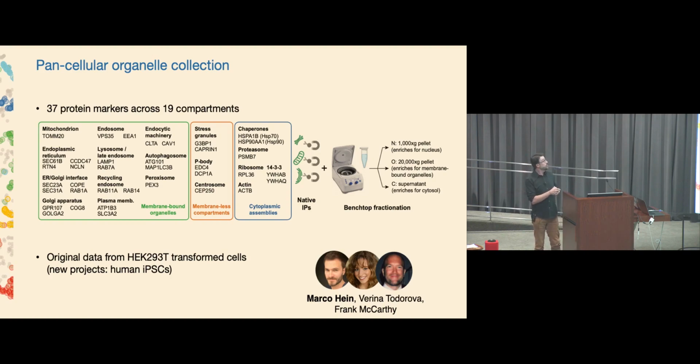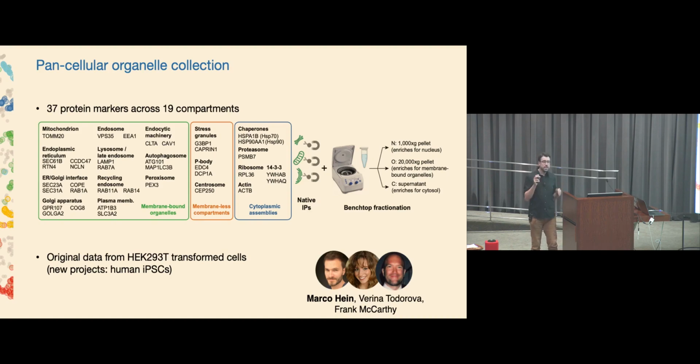What they ended up doing is coming up with a list of 37 protein markers that cover all the different compartments, both membrane-bound and membrane-less, that we could think about, including a few big assemblies in the cytoplasm, for example, the translation machinery, and applied this native IP workflow to all of these at the same time to, again, get a complete cellular profile. It turned out that this worked really well. Surprisingly, this also worked really well for membrane-less organelles, and I'd be more than happy to tell you more about that. All of this is in the paper.